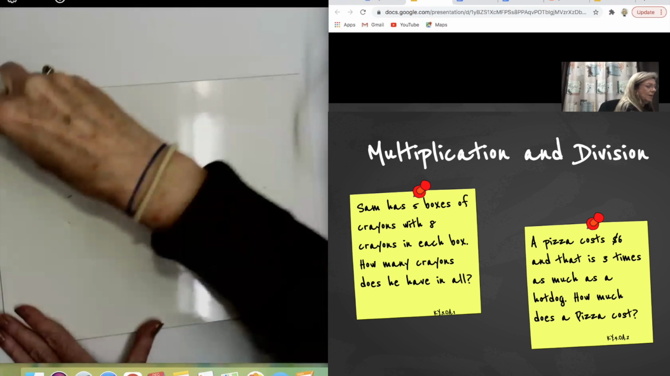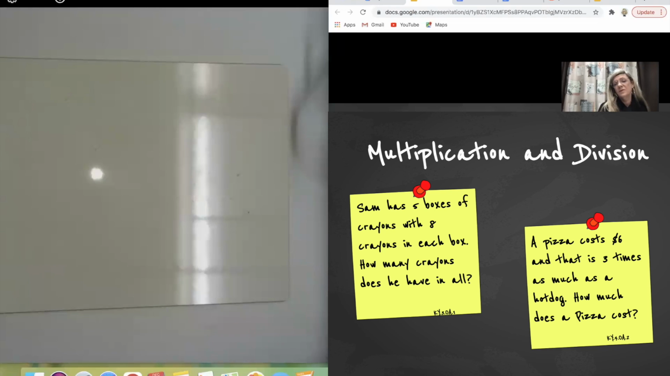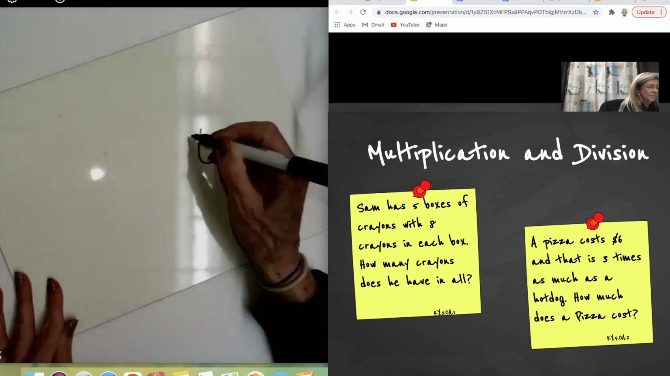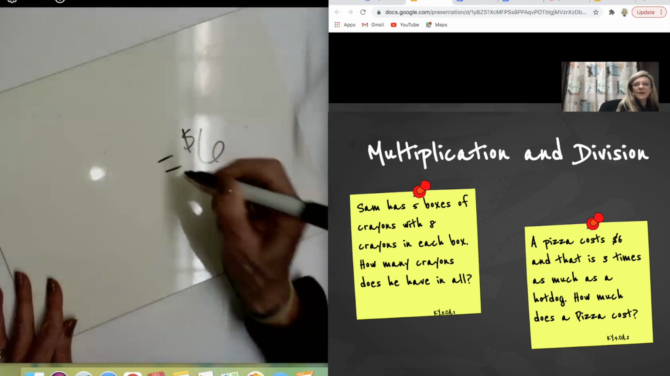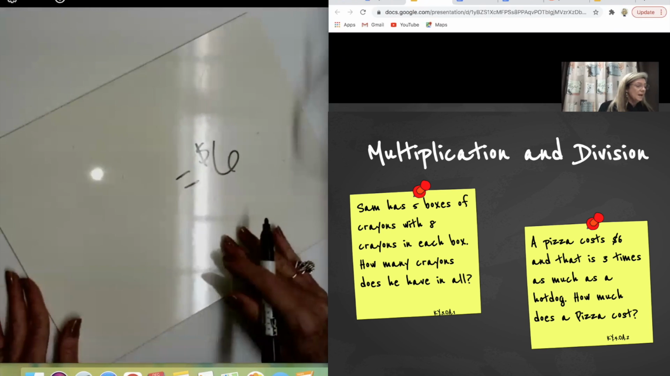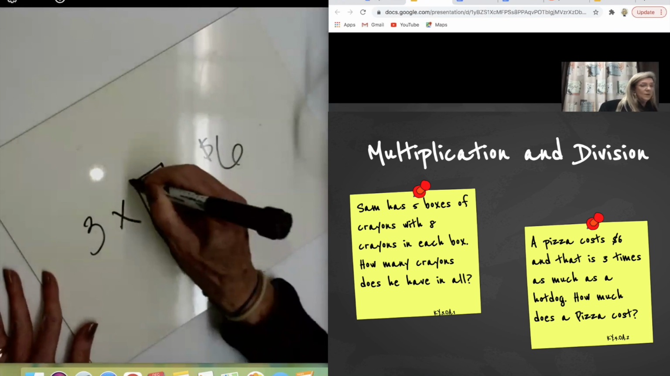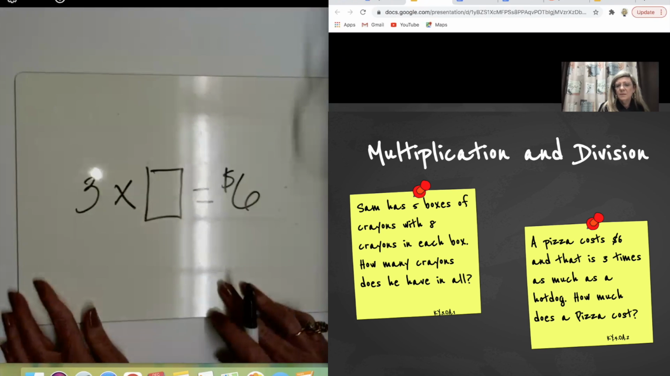Okay. Our next sample problem. Pizza costs $6, and that is 3 times as much as a hot dog. So how much does a pizza cost? Kids have a hard time with these types of problems because we're not asking for the result. We're giving them the result. We're giving them the fact that it costs $6. And we're telling them that it cost 3 times as much. We're looking for this piece here.